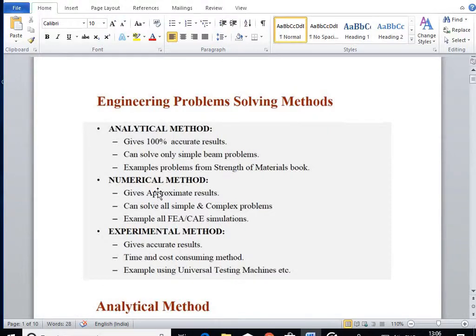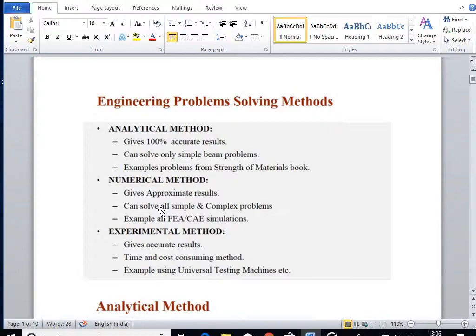And if you go with numerical method, you adopt a software and get some approximate results out of it, but they are not 100% accurate. It is especially used to find solutions to complicated problems.